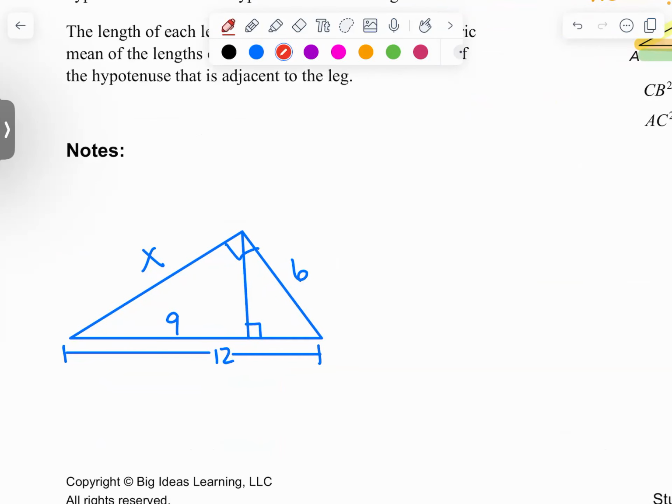Okay, now these are connected. This guy is the geometric mean between this guy and this guy. So we can set up a proportion where X goes in twice, and then 9 is the piece and 12 is the whole hypotenuse. So when we cross multiply, X squared equals 108.